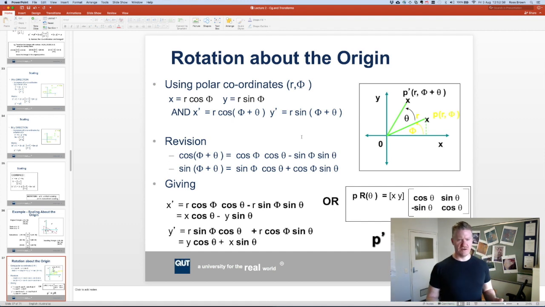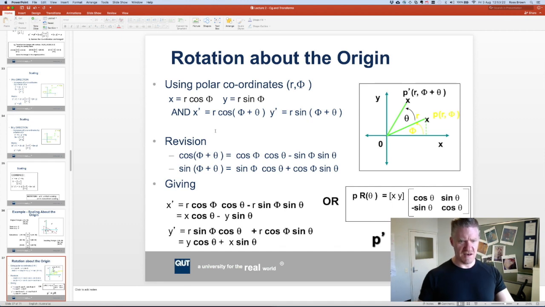Then there's rotation around the origin. So we can use polar coordinates for this, where we use the radius R and phi, the rotational angle. And so if we want to, using that notation, then we can transform X prime to be R cos of phi plus theta, and we can go Y prime is equal to R sine of phi plus theta, and that will make our point rotate around the origin.